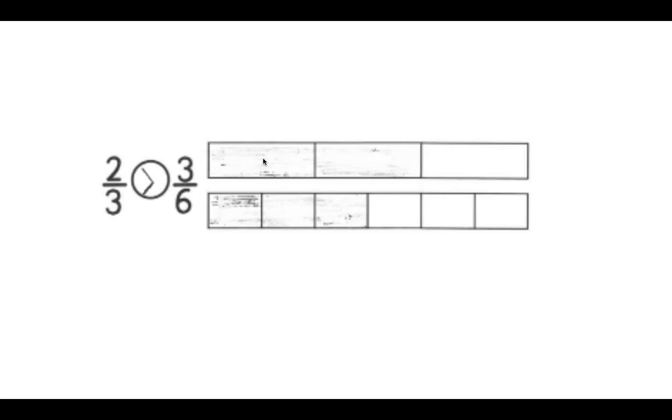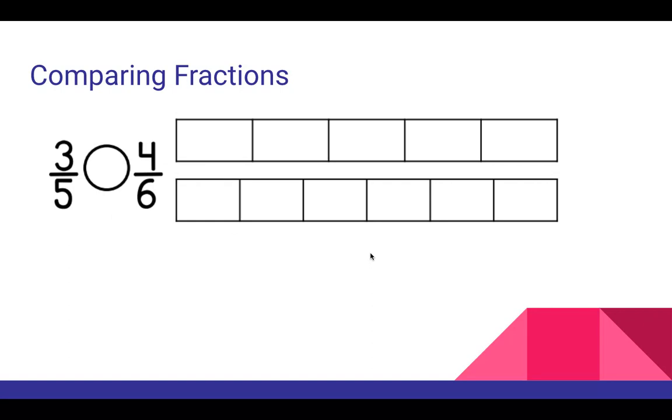I know again this shading is kind of hard to see, but 2/3 ends here, and 3/6 ends here. So we can see that if I got 2/3 and my brother got 3/6, I would get more of the pieces of cake than my brother would get. And so 2/3 is greater than 3/6. All right, take a look at this one. Pause the video and try this one on your own, and let's see what you can get.